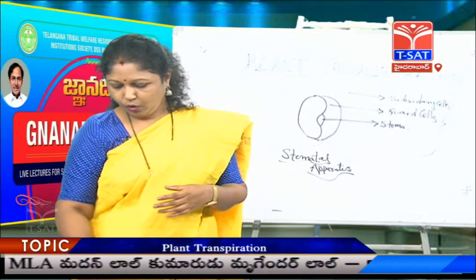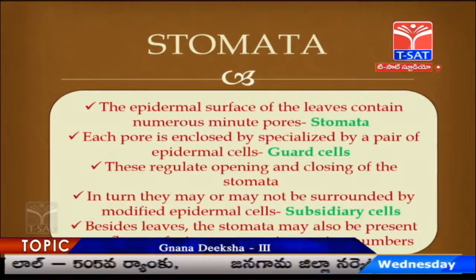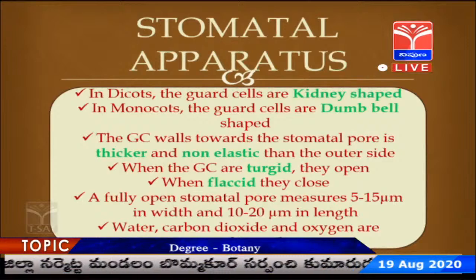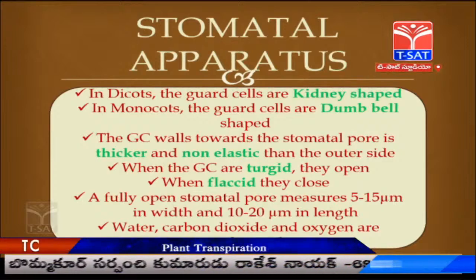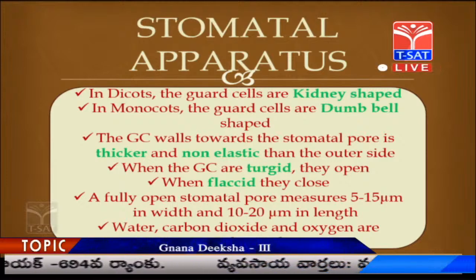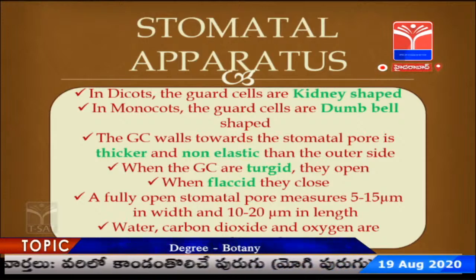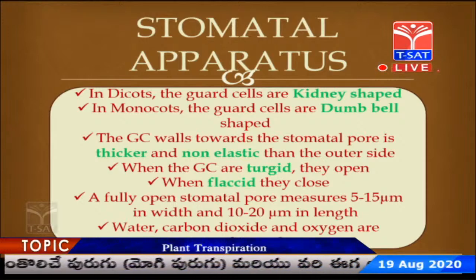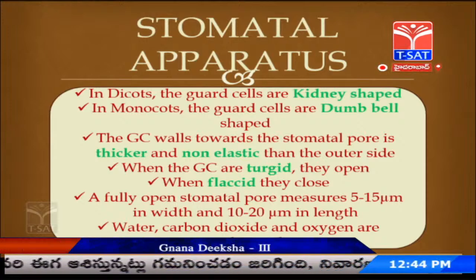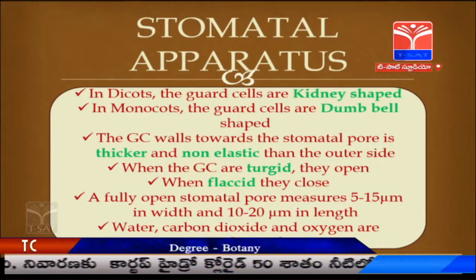As I told you, besides leaves, we can find stomata on other parts of the plant also, like on flowers and on fruits. Except on the roots you can find stomata at all places, but the number may vary quite a lot. You find the maximum number of stomata on the leaves compared to other parts of the plant. In dicots the guard cells are kidney shaped, and in grasses they are usually dumbbell shaped.